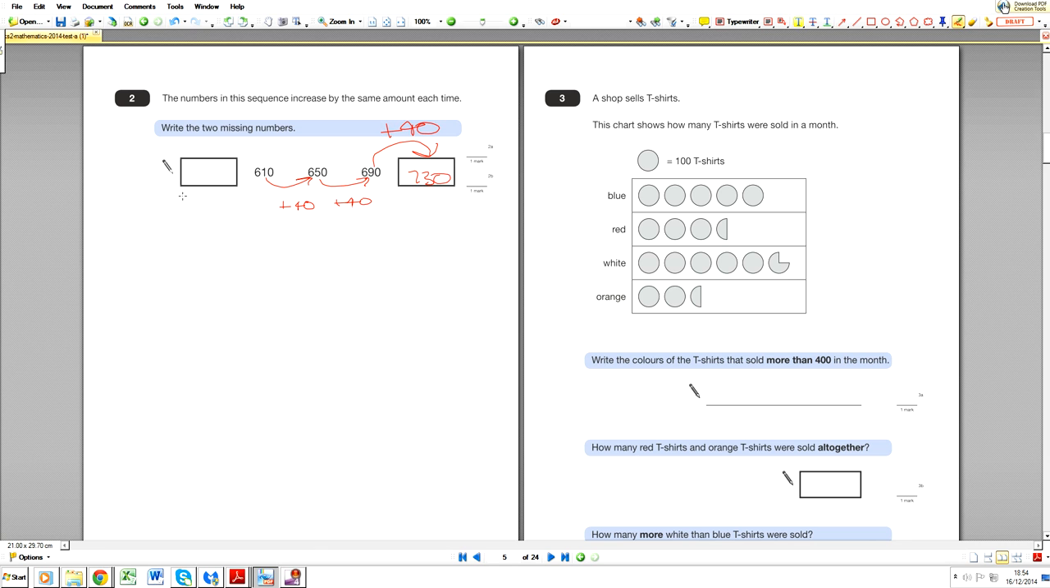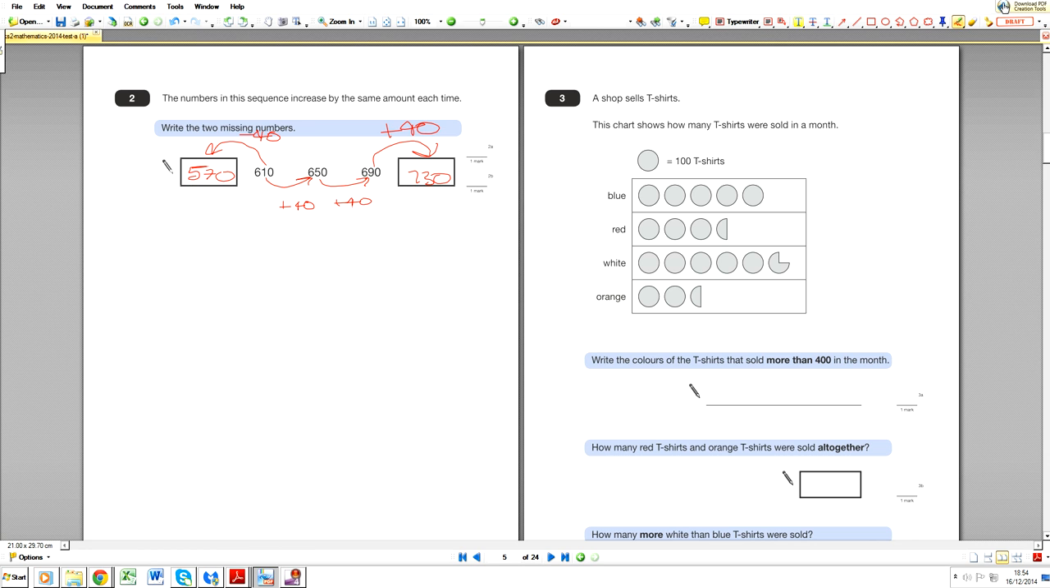Excellent. Now, if you reverse the pattern, Mus'hab, when we go backward, what do we do? Rather than add 40, we take away 40. Okay. I asked Mus'hab and I got 3 answers. So 610 minus 40, Mus'hab is? 570. Excellent. Well done. Okay.